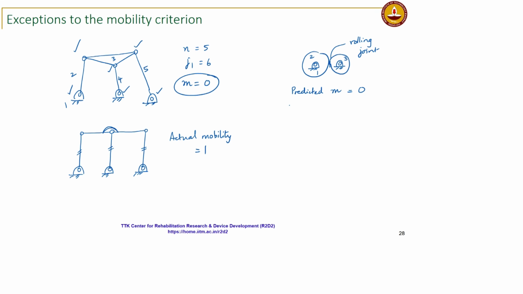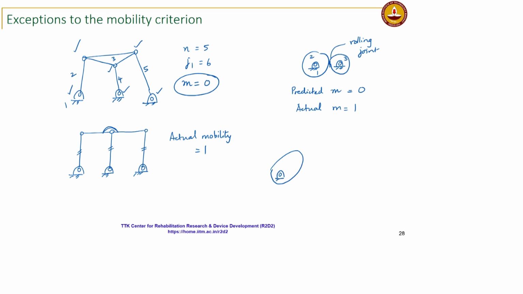1. Again, it does not take into account the fact that the way these discs are located, the geometry is what is responsible for the actual mobility. So, actual mobility equal to 1. So, there may be exceptions to the mobility criterion. Sometimes you could have a predicted mobility that is greater than 1.